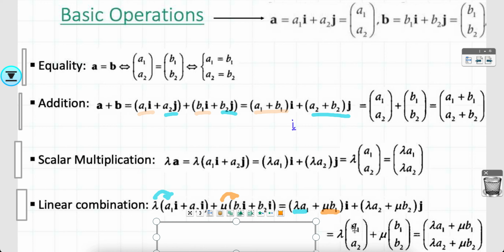I am multiplying the vector A by the scalar lambda, and I'm multiplying the vector B by a scalar mu, and then I need to add the components together. So I'm adding the coefficients of the i component and the j component. So this is just to emphasize how all of these operations work with column vectors. Again, not very unusual.